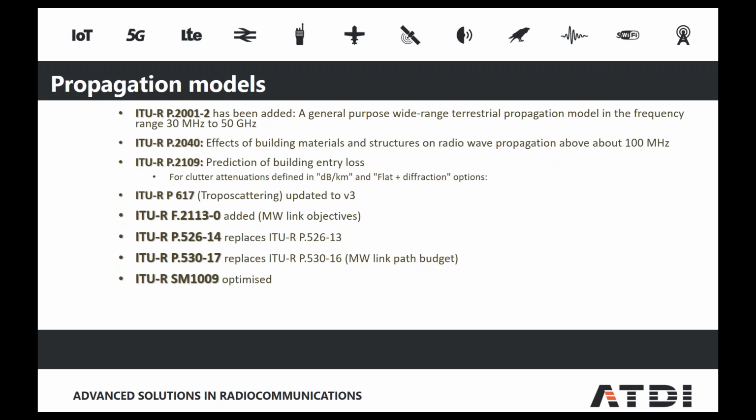In terms of building entry losses and associated materials, there's P.2040 and P.2109. These are all to do with things like if you're applying cluster attenuations in maybe the dB per kilometer or the flat plus diffraction options. That's how it will apply things like the building entry loss into the calculations.